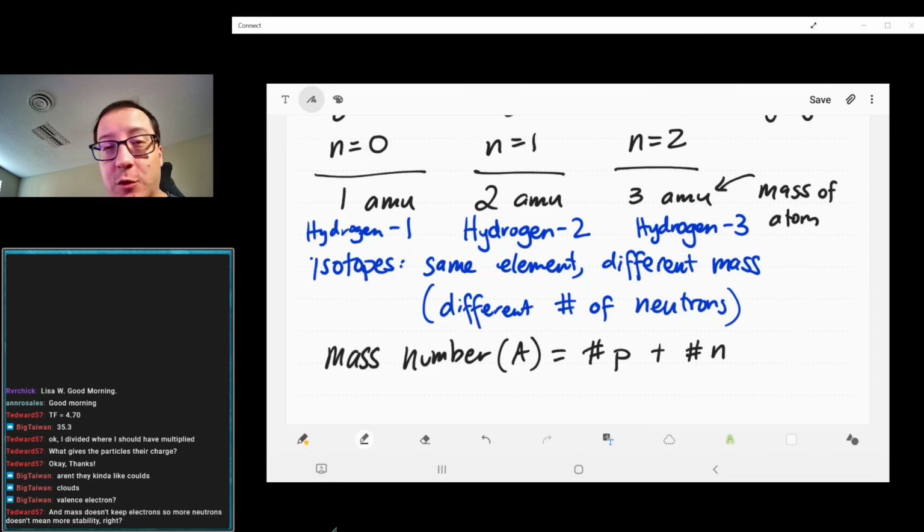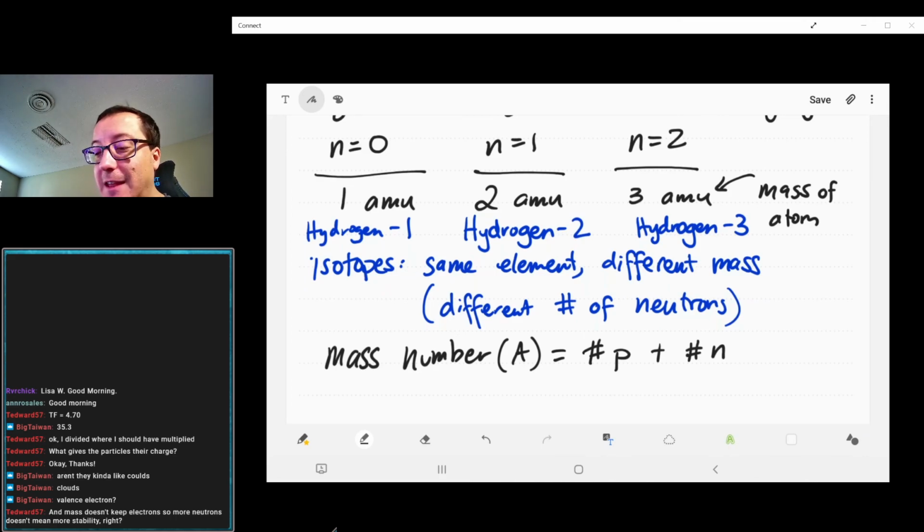The strong force is so strong that it is able to keep these positive things stuck together, despite the fact that the things are positively charged. They don't want to be together. So the strong force can overcome the electrostatic repulsion there. So more neutrons can mean more stability, because neutrons are going to be what's helping those protons to stay together.